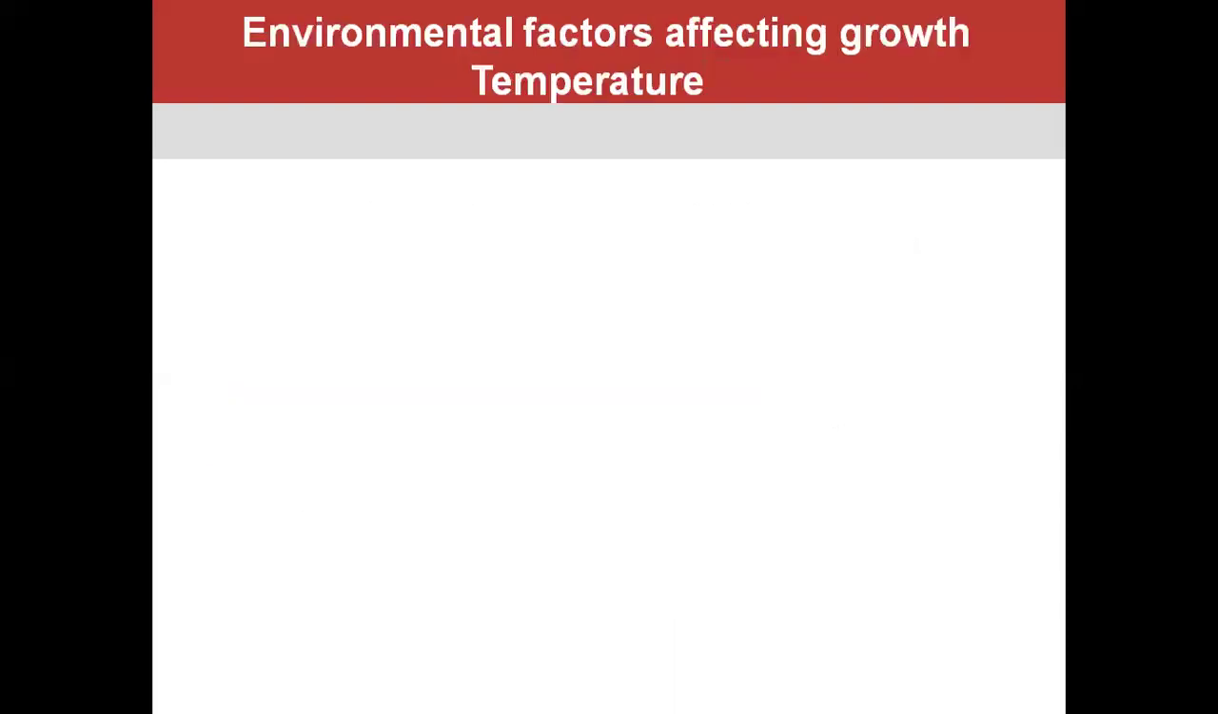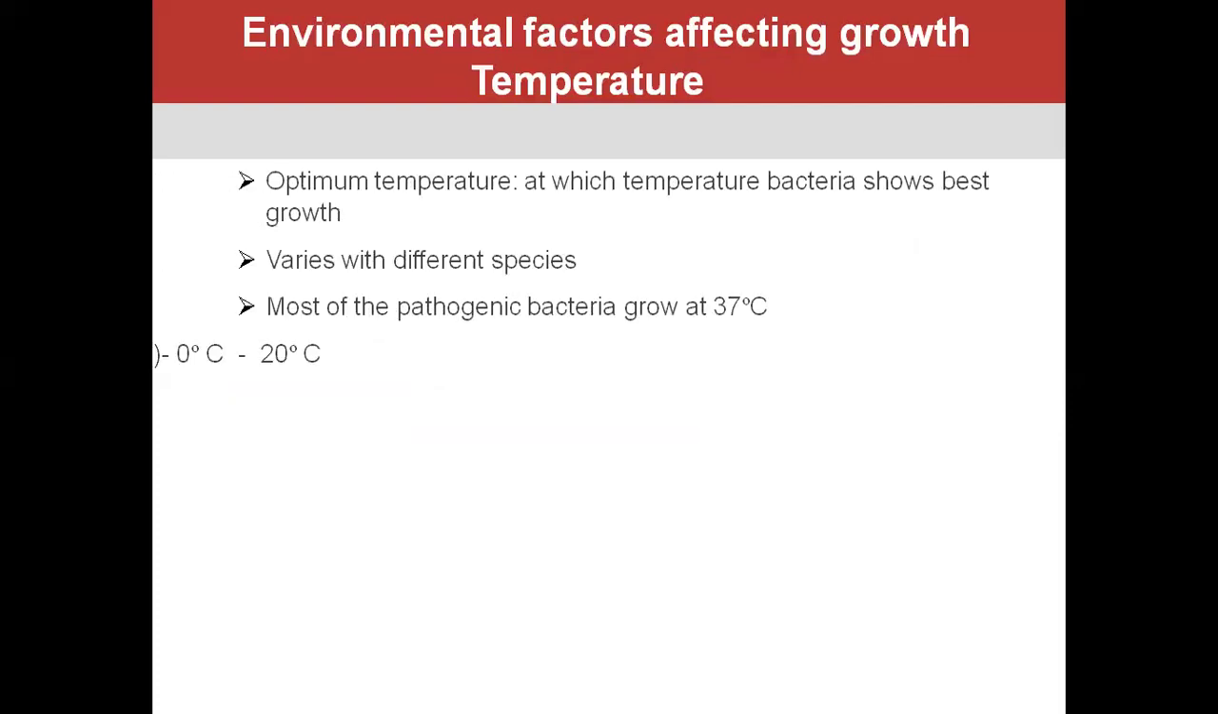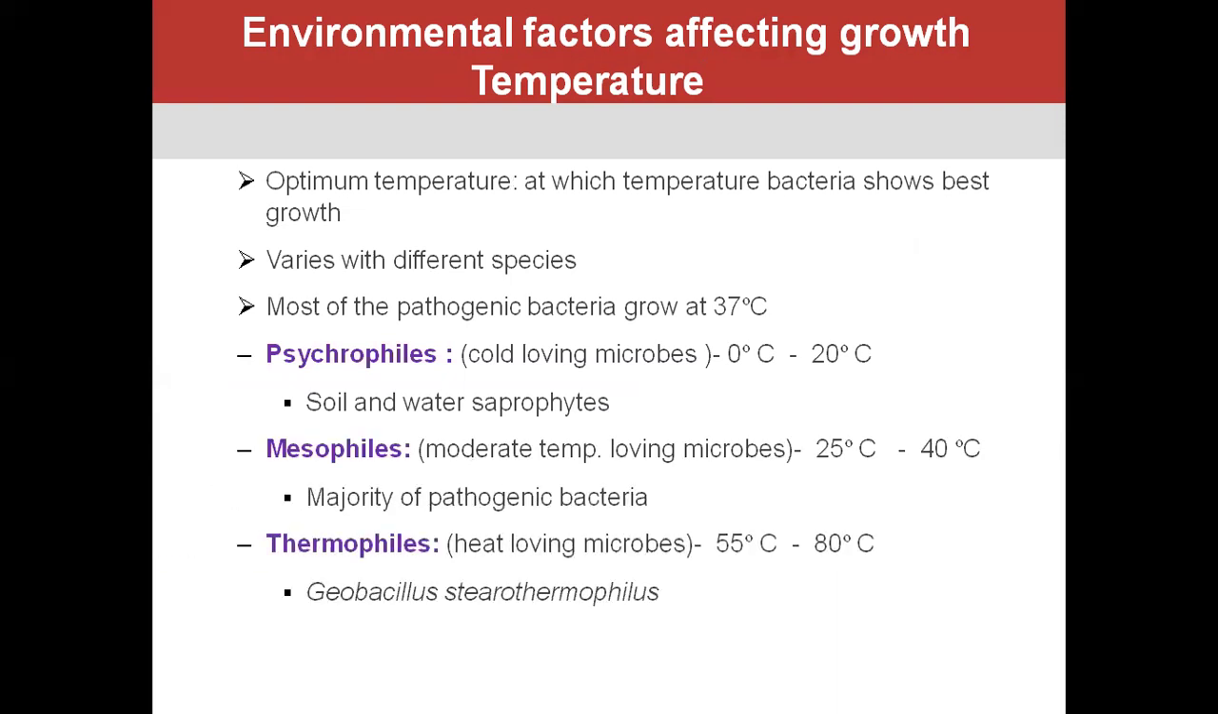Next, environmental factors which affect the growth of the bacteria. So the first one is temperature. Here the optimum temperature for growth of the bacteria is 37 degrees centigrade. So what is optimum temperature? The temperature at which the bacteria show the best growth, or the maximum growth, is called the optimum temperature.